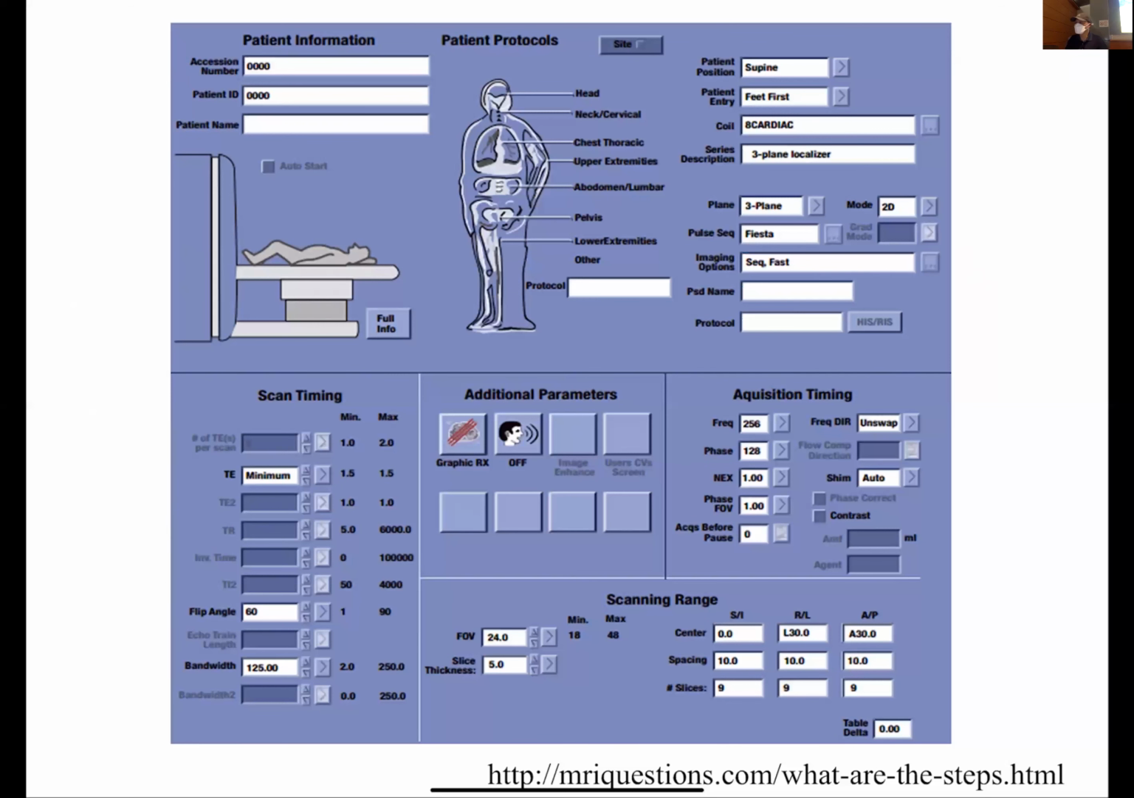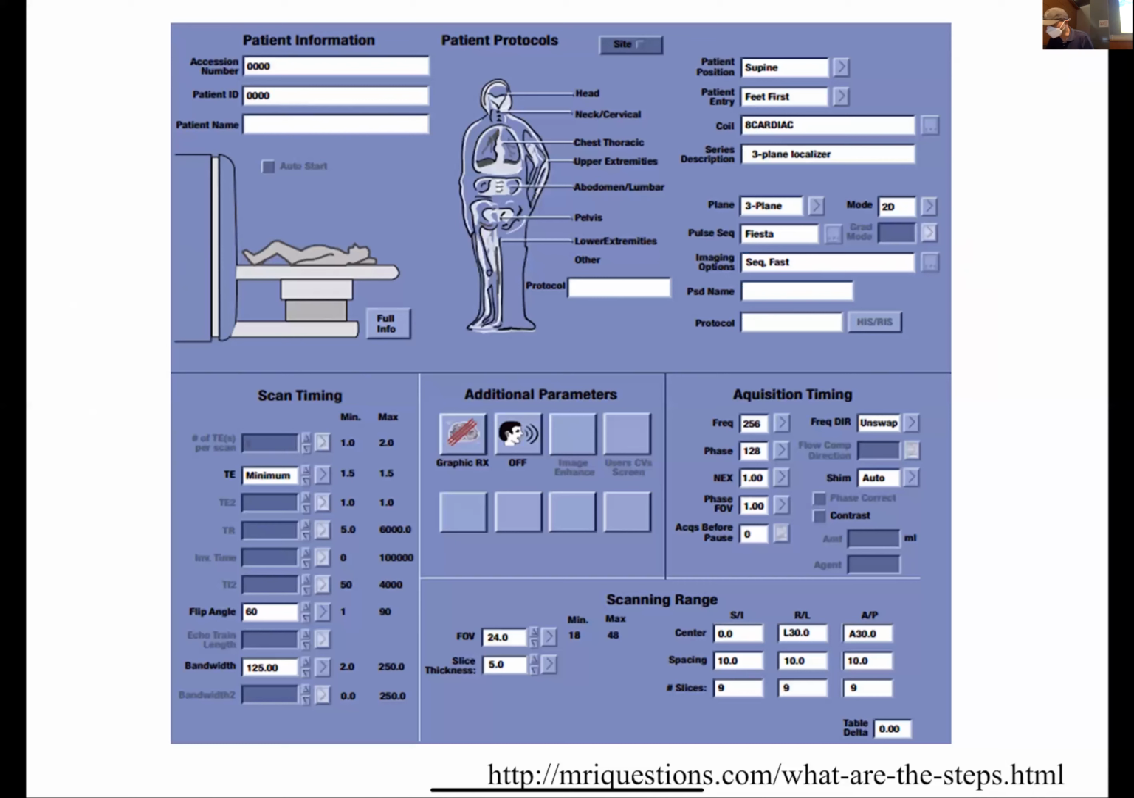So this is showing you what it would look like if you sat down at, in this case, a GE console. So every vendor has a different console. So if you sat in front of a GE MRI system, this is what you would see. All right. So let's talk a little bit about what is specified here.